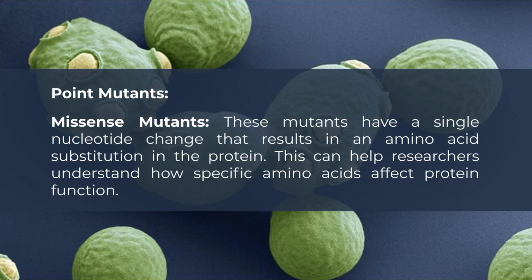Next is the point mutant. The first type is the missense mutant. These mutants have a single nucleotide change that results in an amino acid substitution in the protein. This can help researchers understand how a specific amino acid can affect the overall protein function. So here we are talking about the different types of yeast mutants and how they are used in various kinds of applications, how they are useful.